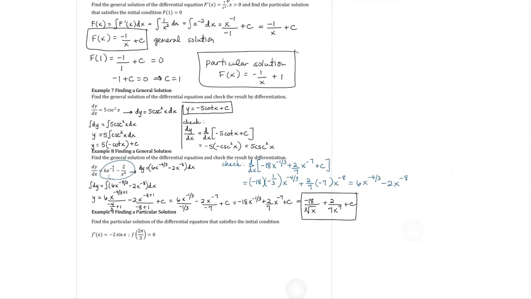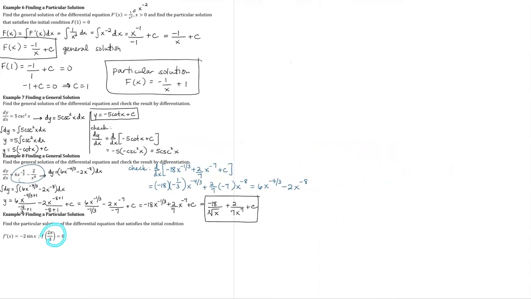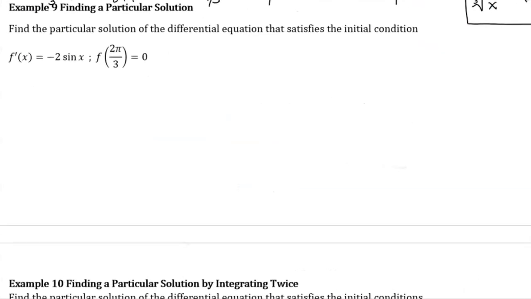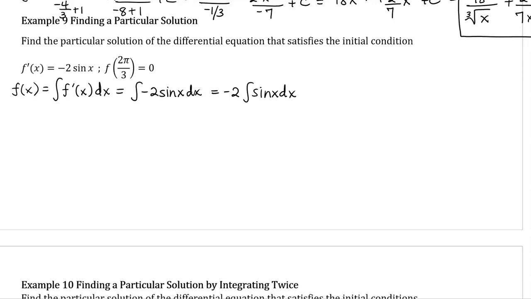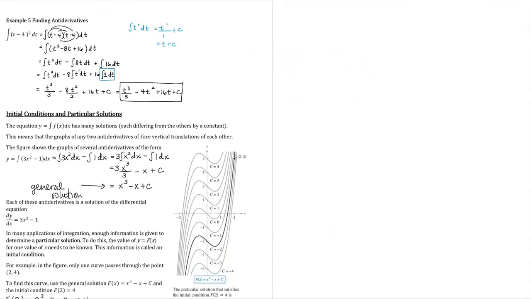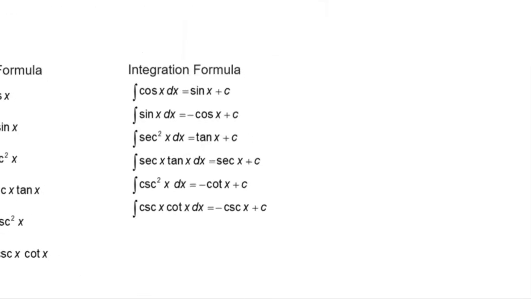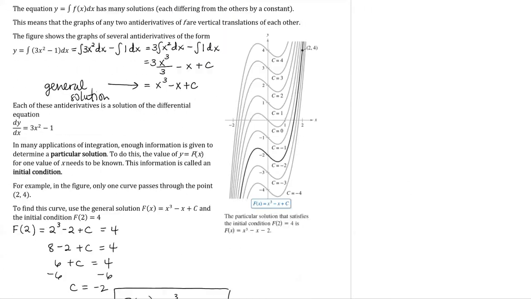In example 9, it will be similar to example 6 because we're once again given an initial condition. So we still need to start off by integrating both sides and looking for the function f of x. To find the function f of x, we take the antiderivative of f prime. So I'm going to be integrating negative 2 sine x dx. I'll go ahead and pull that constant of negative 2 out in front of that integral. Let's go look at our integration rules to see how we integrate sine x dx. The antiderivative of sine is a negative cosine plus c.